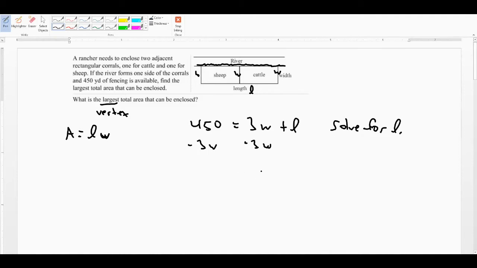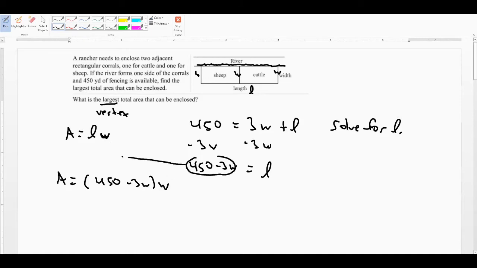And what results is I get L equals 450 minus 3W. So what I'm going to do, I'm going to take that, what that L is, which is 450 minus 3W, and replace it for the L here, and then I still have this other W. So I just substituted this for L. That's all I've done.